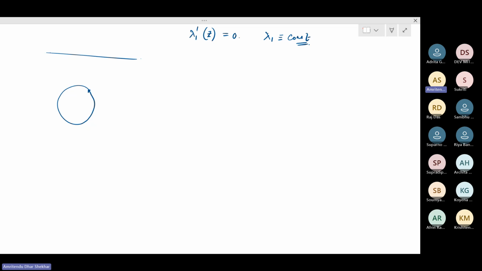Conservative means that it has to be irrotational. So let me just write it over here. A conservative field means that the curl is zero. So I'll just write it as curl free, which means the curl is equal to zero. And then that implies that there is an existence of a potential.